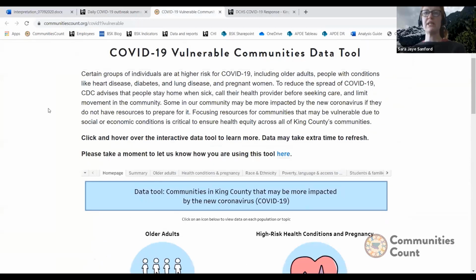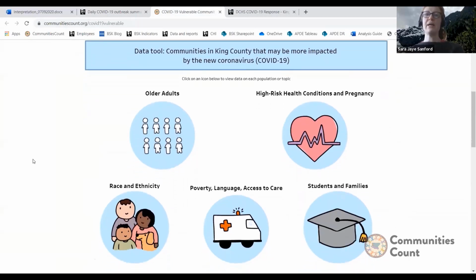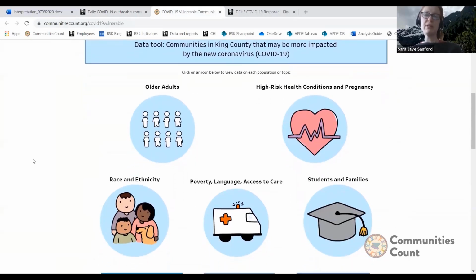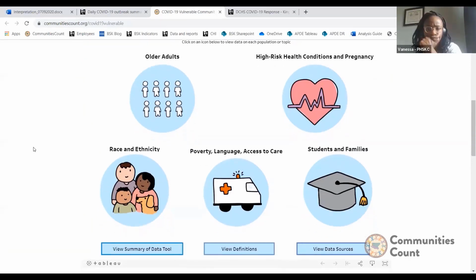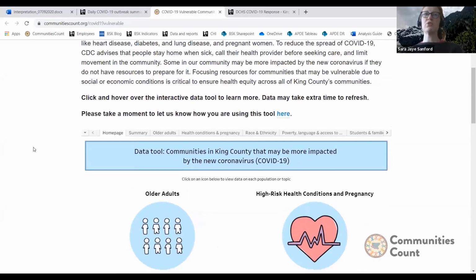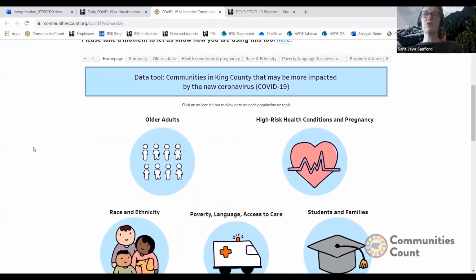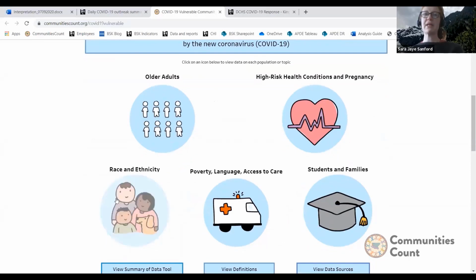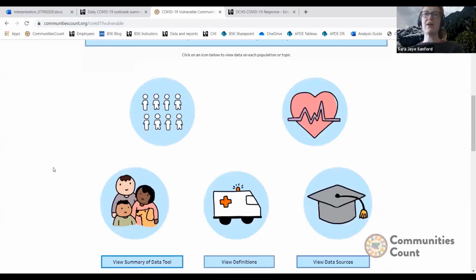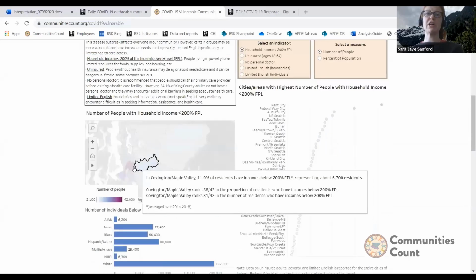Another tool that might be helpful doesn't really show changes that have happened since the COVID outbreak, but it shows other information about communities geographically within King County that might be more vulnerable. It is this vulnerable communities data tool. We can put the link to this in the chat box as well. This shows a variety of different topics related to vulnerability to COVID, as well as the social and economic impacts of COVID, and it is broken down by geography.